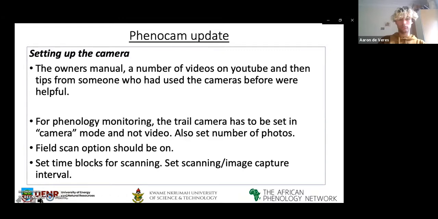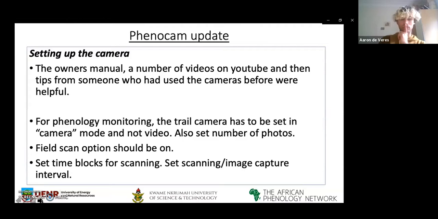So for phenology monitoring, we had to set it in camera mode and not video, and also set a number of photos. In my case, based on the sessions that we had, we set it at 5 photos. So anytime it's going to take a picture at a time that you indicate, it will take 5 pictures at that time. And then there is a full scan option.